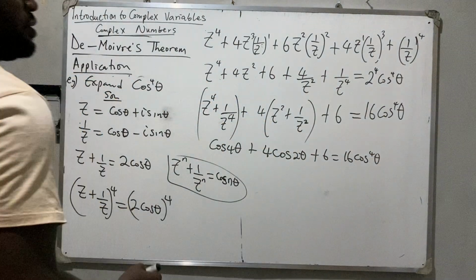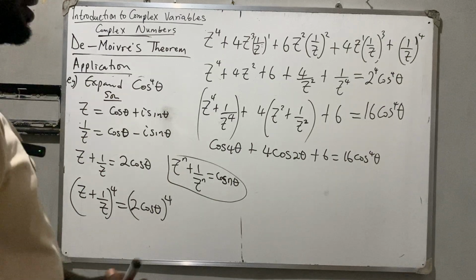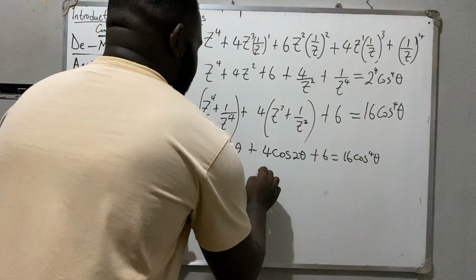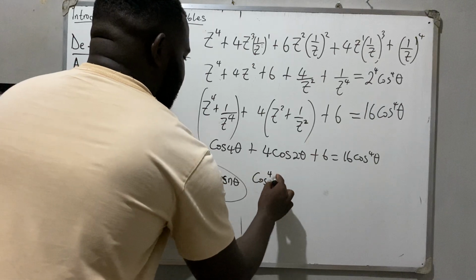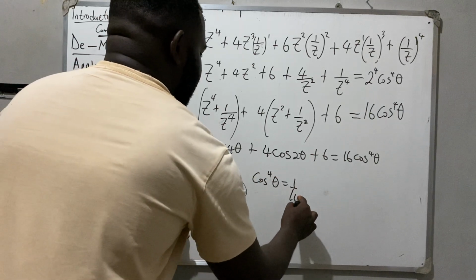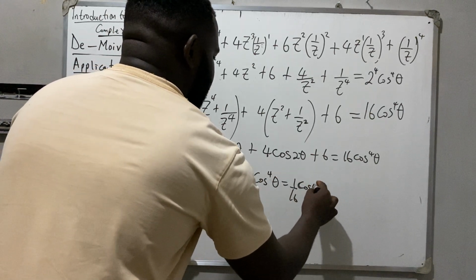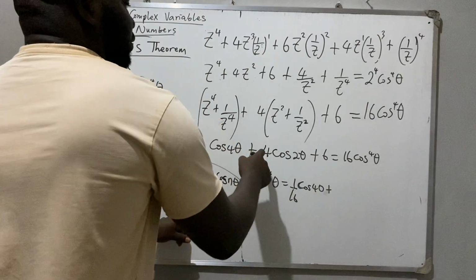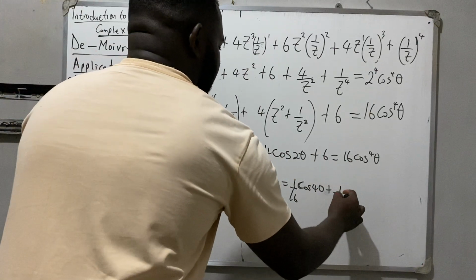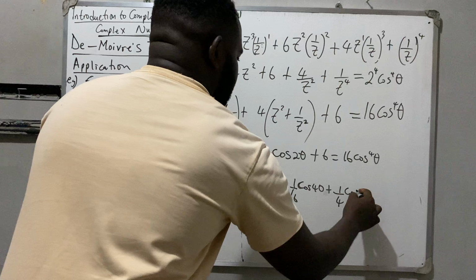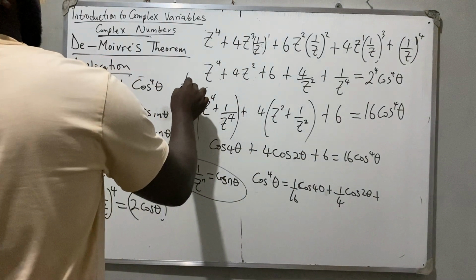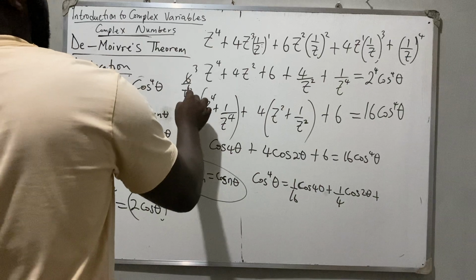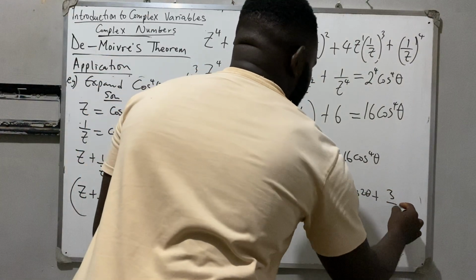If I make cos to the power 4 theta the subject, I'm dividing everybody by 16. Therefore, cos raised to power 4 theta will now be 1 over 16 cos 4 theta plus 1 over 4 cos 2 theta, then plus 6 over 16, which gives 3 over 8.